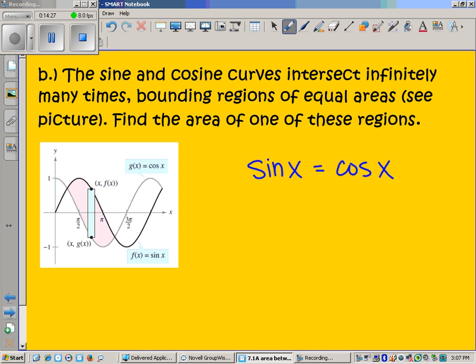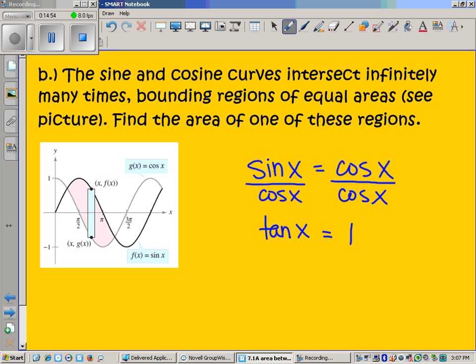Okay, this one's a little bit tricky at first, but once you see what I do here, it'll make sense. I'm going to go ahead and get this cosine over by this sine. And I'm going to get it over there by dividing both sides by cosine. When I do that, what is cosine divided by cosine? Isn't it just a 1? Well, what is sine divided by cosine?